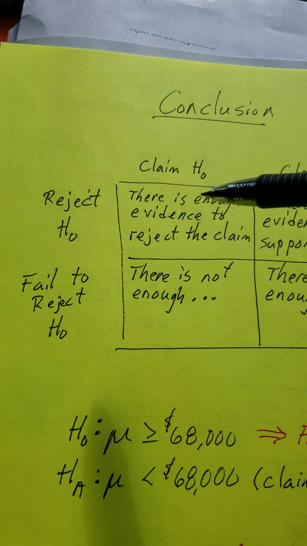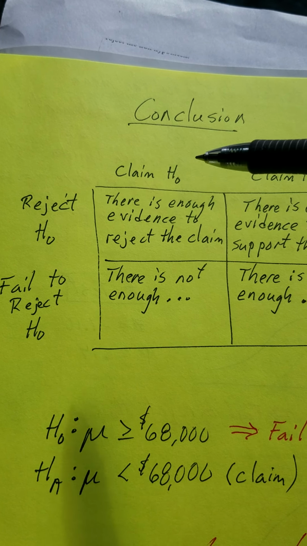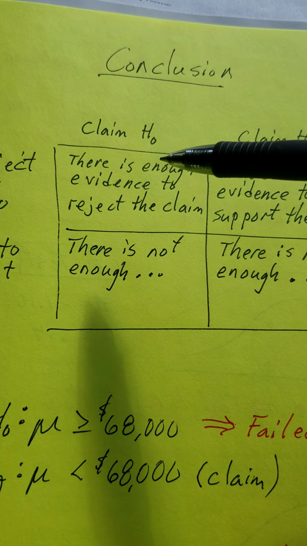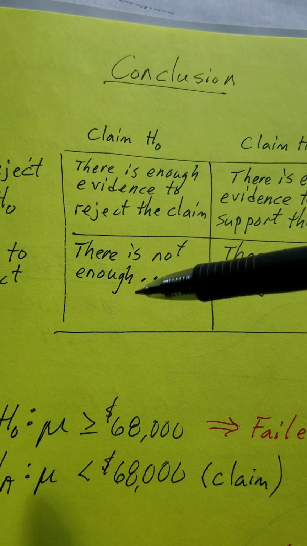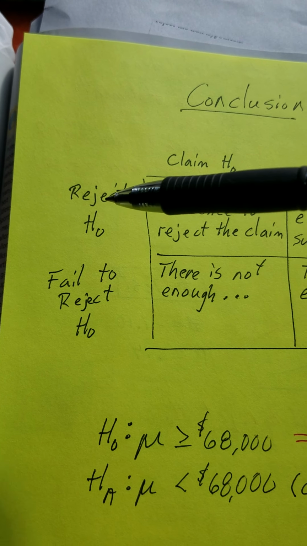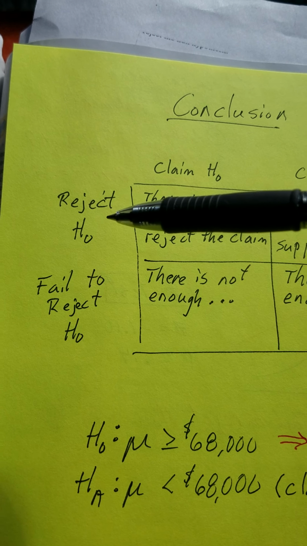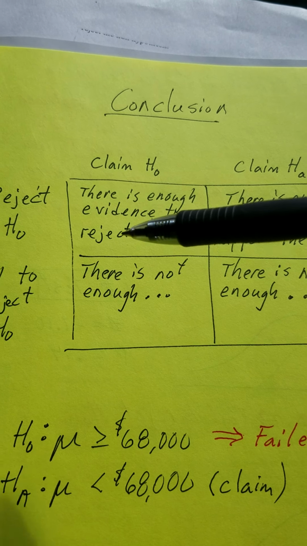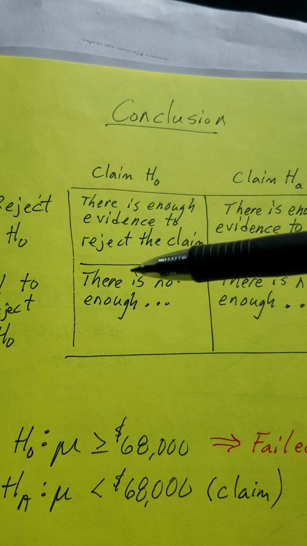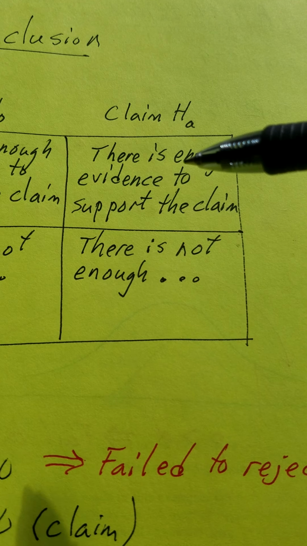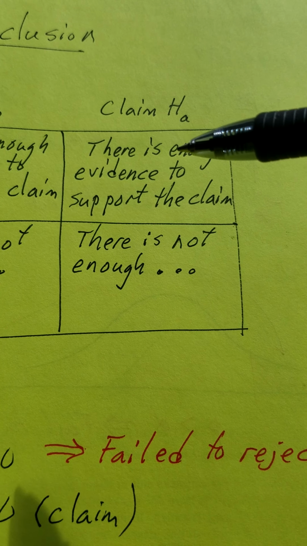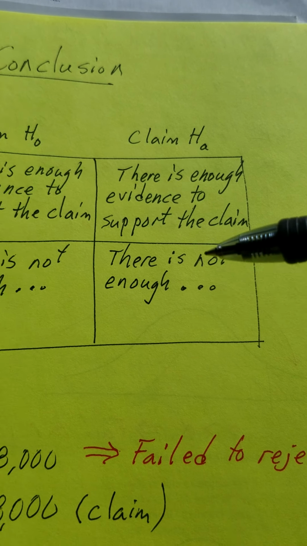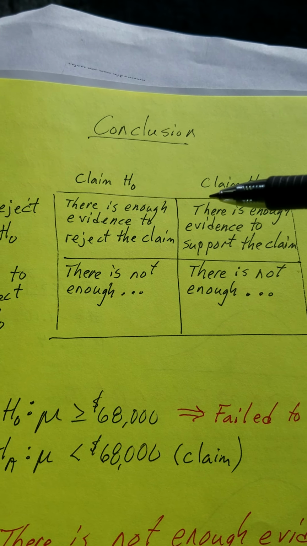I just want to point out, if the claim is the null, you will always use this language where there's enough evidence or not enough evidence to reject. So if you reject or fail to reject the null and the claim is the null, it's always in terms of rejecting, not rejecting. If the claim is the alternative, it's always in terms of supporting or not supporting. But this will obviously come in handy as you work through things.